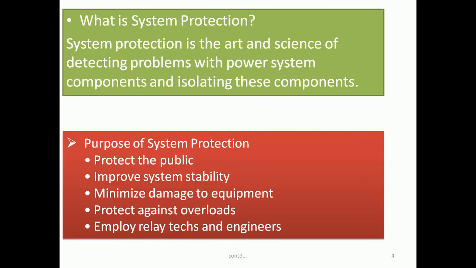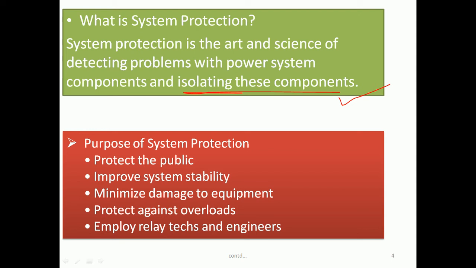Now what is system protection? System protection is the art and science of detecting problems with power system components and isolating these components. Now why do we need to isolate these components? We need to isolate them because we want to keep our system healthy during the fault time.